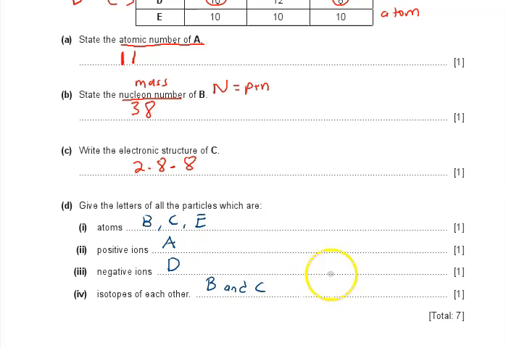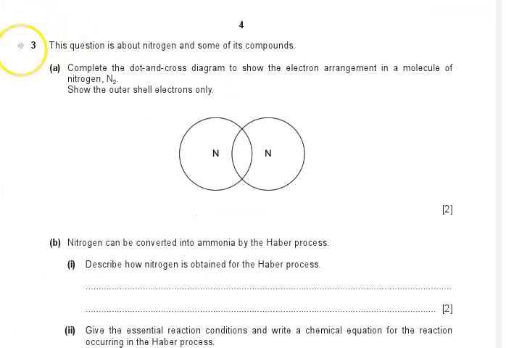Okay, so this is for your question number 2. Let us move on with question number 3. This question is about nitrogen and some of its compounds. Complete the dot and cross diagram to show the electron arrangement in a molecule of nitrogen. Show the outer shell electrons only.